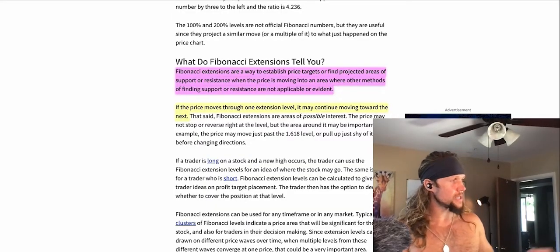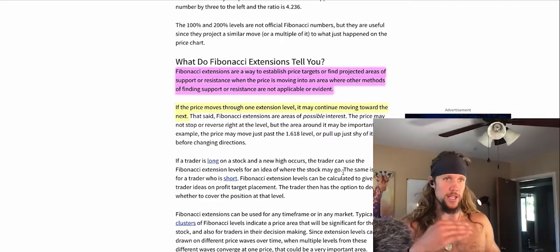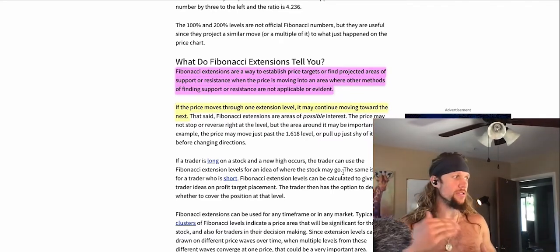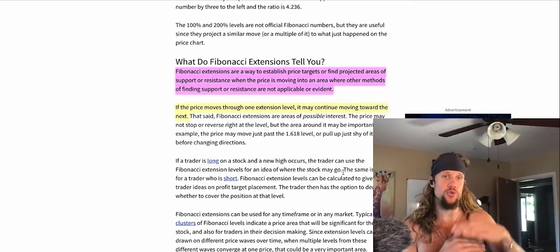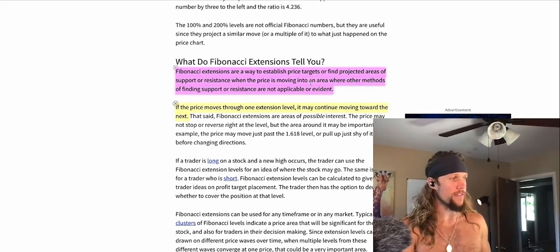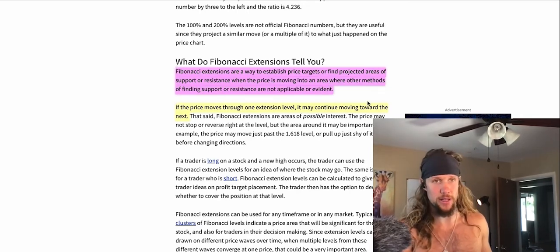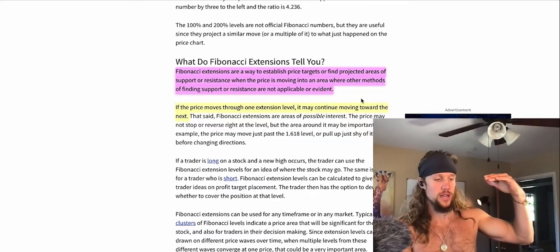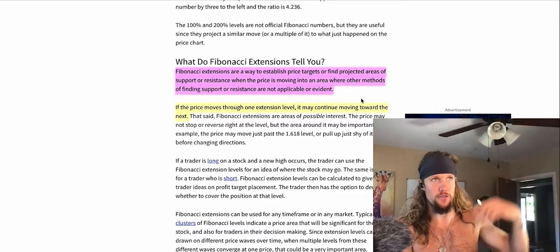Fibonacci extensions are a way to establish the price target to a projected area where you think the price might go, and you can treat the Fibonacci lines like support and resistance. It's often helpful in an area where other methods of finding support or resistance are not applicable or very clear. What is helpful is when you get into price discovery mode.